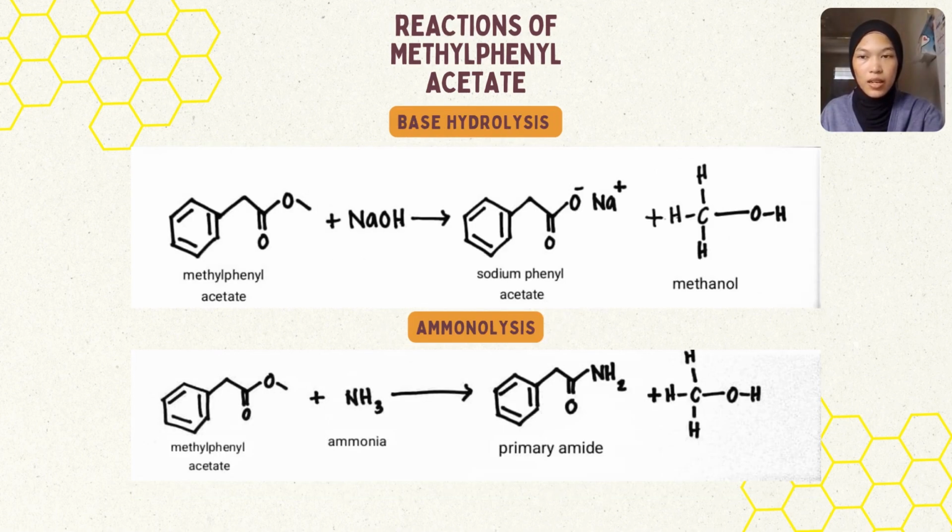Methyl phenylacetate can go through reactions such as base hydrolysis and ammonolysis. For base hydrolysis, methyl phenylacetate reacts with a base to produce a salt and alcohol. This process is also called saponification because the salt has the molecule of a soap. Next, for ammonolysis, methyl phenylacetate reacts with ammonia to produce a primary amide and methanol.